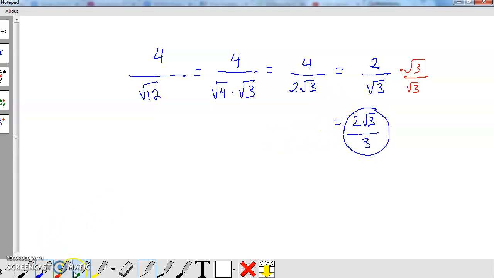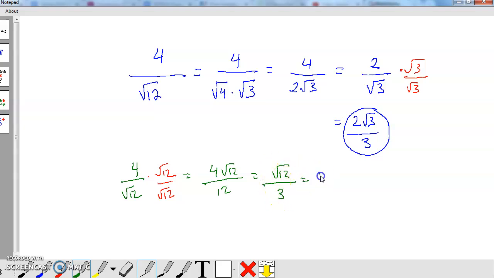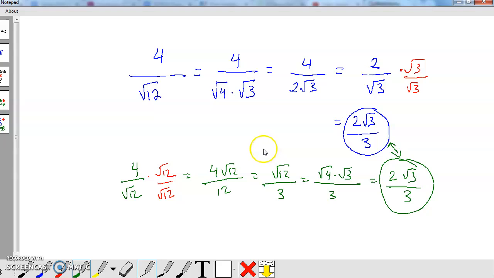If we did it a separate way, right? So 4 over root 12. Right away I multiply top and bottom by root 12 over root 12. This will give me 4 root 12 all over 12. 4 goes into 12 3 times, so I get a 3, but I'd still want to simplify root 12 to root 4 times root 3, which ultimately gives you 2 root 3 all over 3. So again, notice that we get the same results either way. Rationalizing the denominator just means that we're removing the radical out of our denominator.